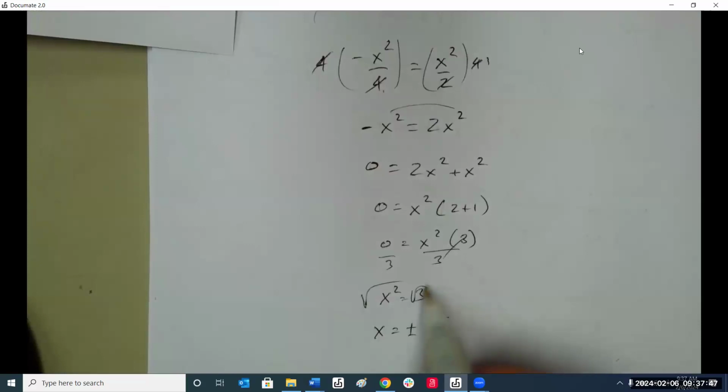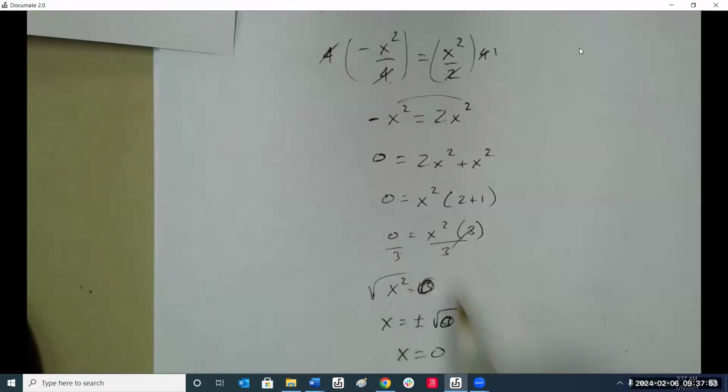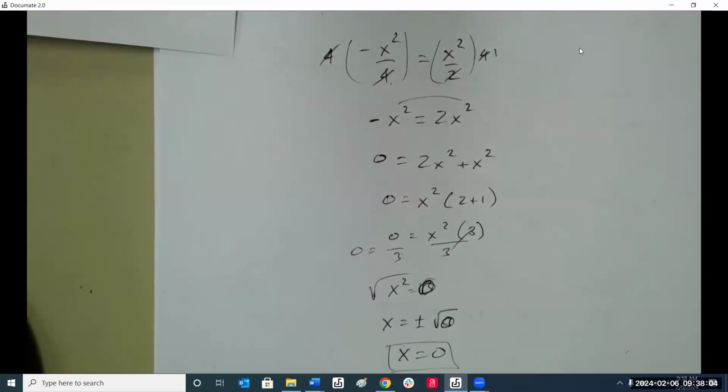No, that's 0. So x is equal to 0, because 0 divided by 3 is 0. So the only point where these two functions have a common value is when x is equal to 0. So far, so good. So when x equals 0, what is the y value that they both share?